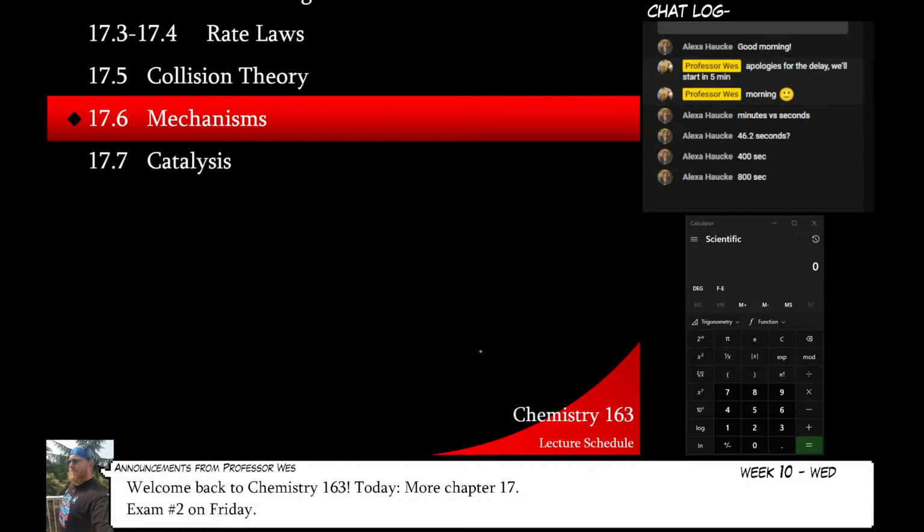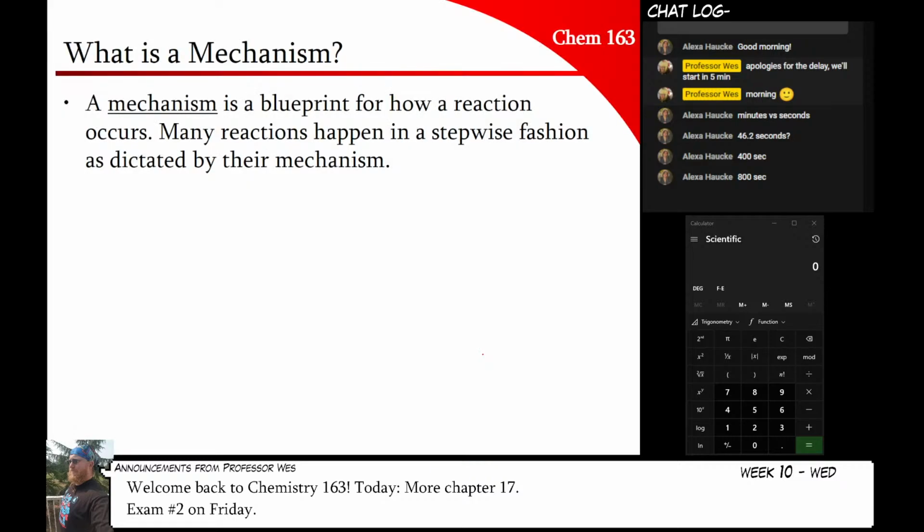And really, there's only one thing I want to talk about for mechanisms, and that is how do I figure out the rate law from a reaction? And the answer is we make a mechanism. A mechanism is a stepwise reaction blueprint. This is the important word right here. Stepwise. We are going to do reactions as simple as possible.